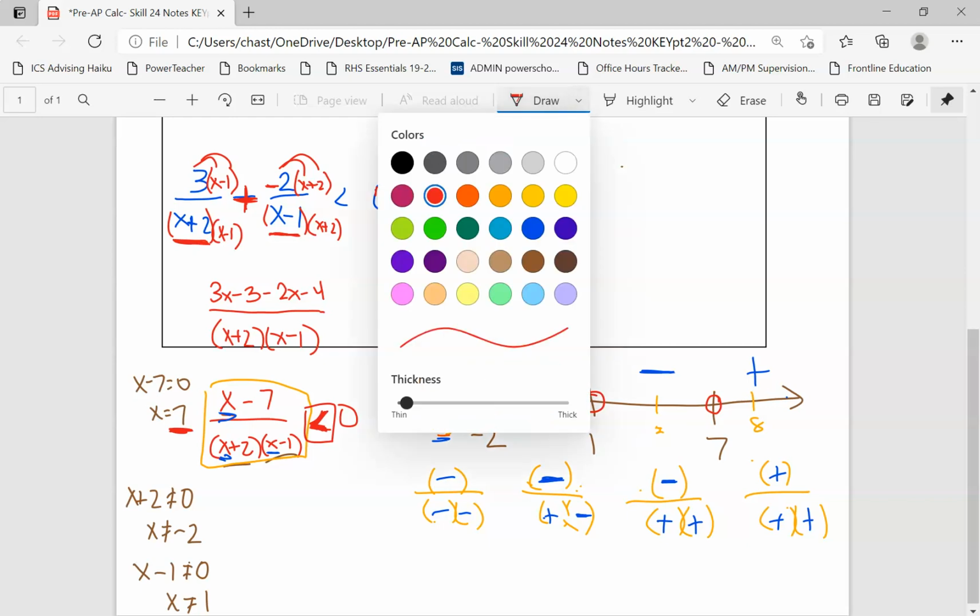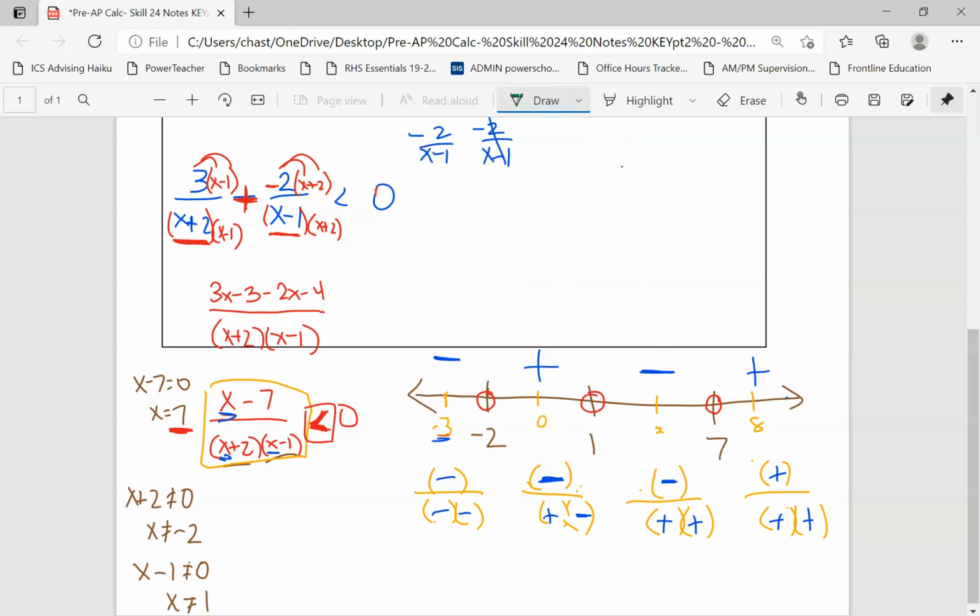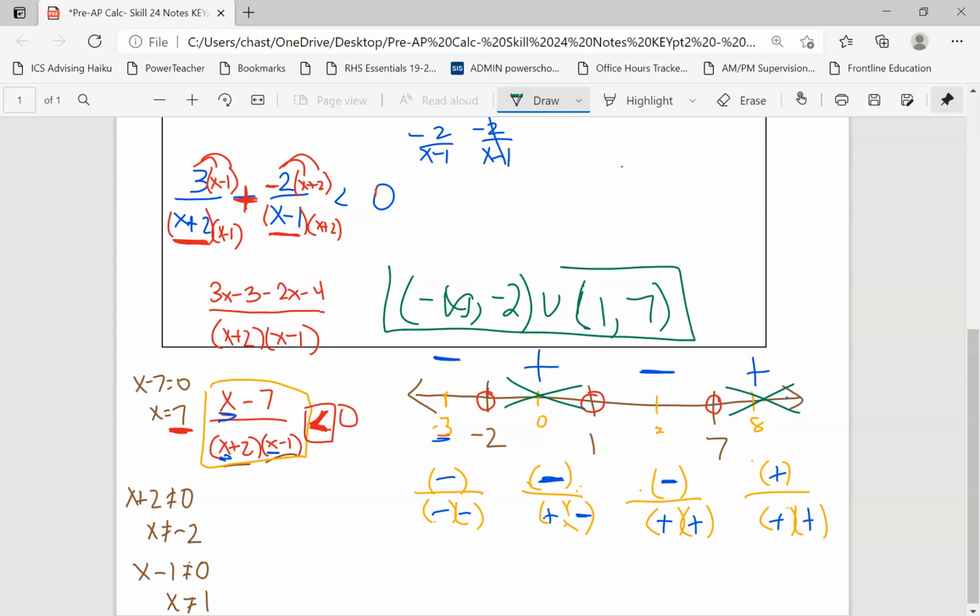So my answer, which I'll do in green, is going to be negative infinity to negative 2. And then again from 1 to 7. And then we don't need anything else. So this is going to be the solution to this inequality.